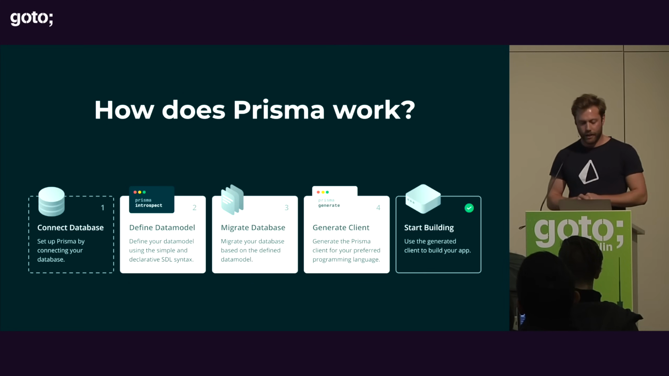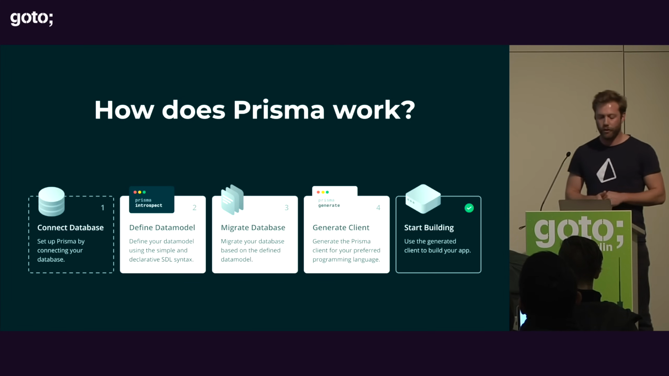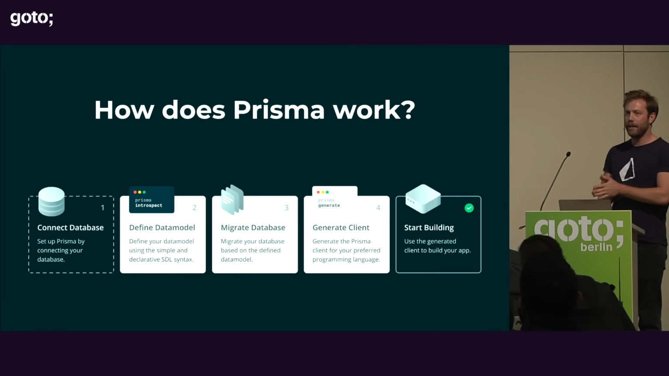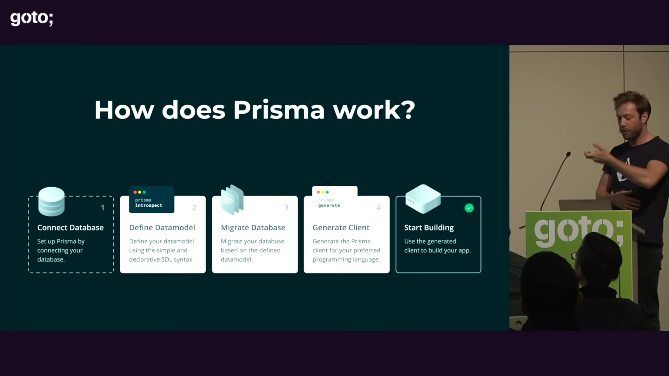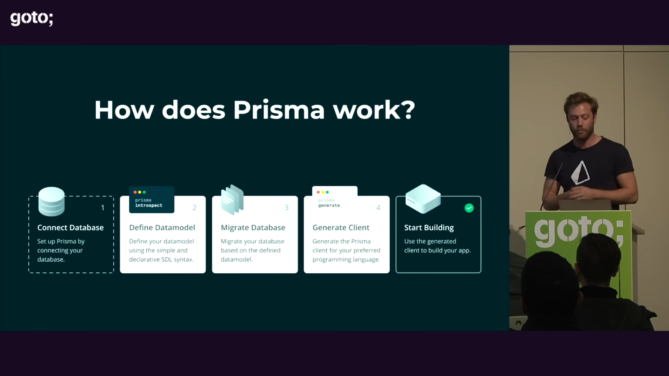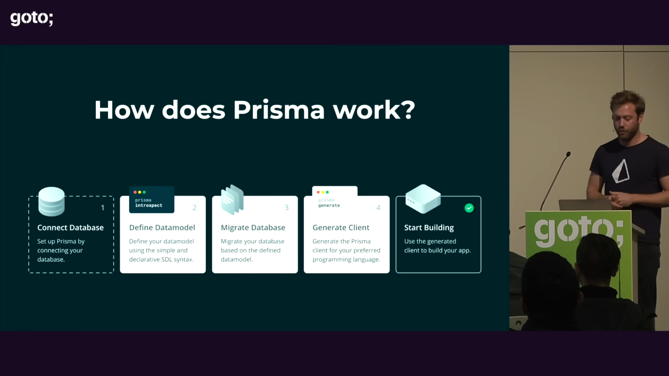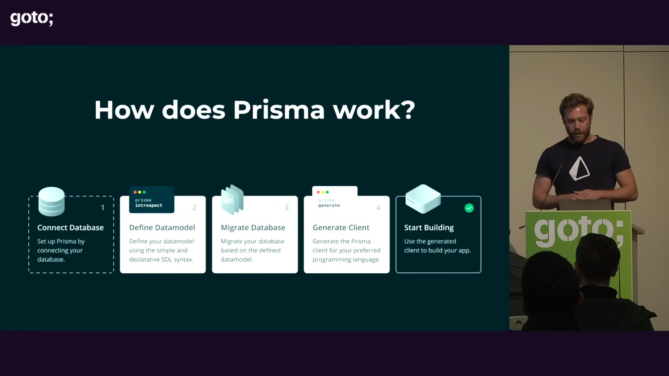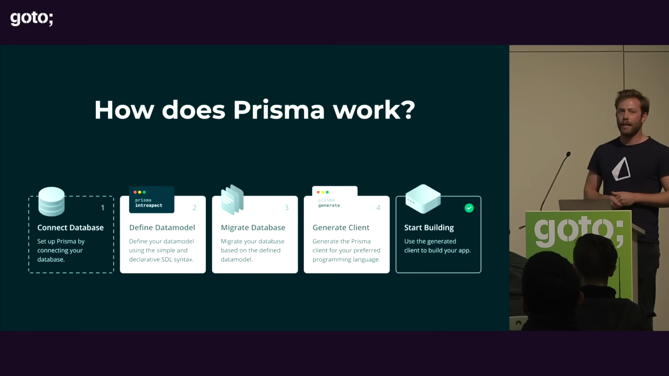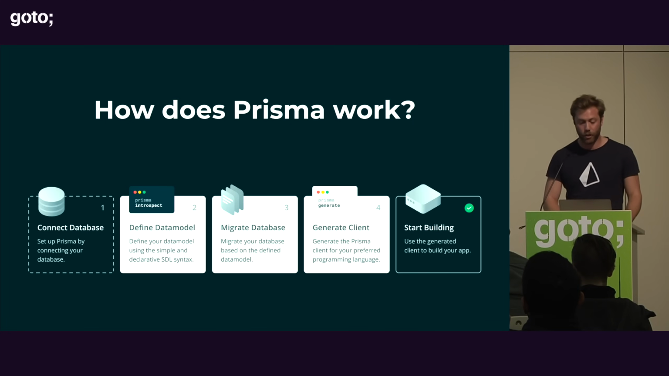But you define the data model for your application, then you migrate the database, where Prisma takes a look at your data model and maps it to the underlying SQL database, or we actually also support Mongo, so it would also map it to basically the collections in Mongo. Next step is that you generate the Prisma client that allows you to actually talk to your database through that type-safe layer, and then you can go and start building whatever you want to build.